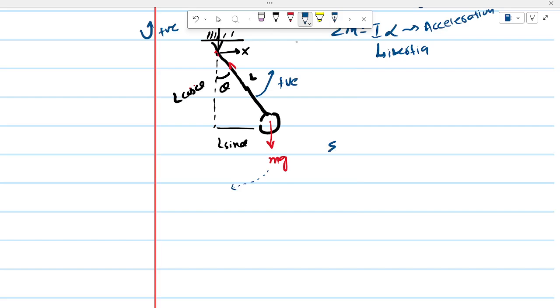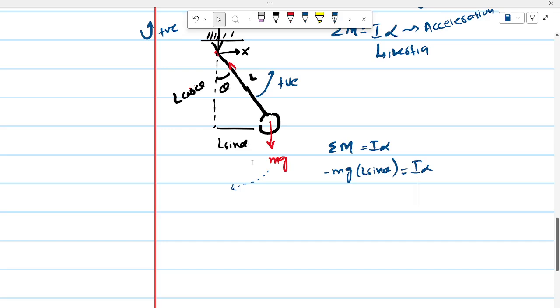So the summation of all moments equals I alpha, and here the moment is equal to minus mg, the force, into the force arm, that is L sine theta, equals I alpha, right? The minus is because of the direction.